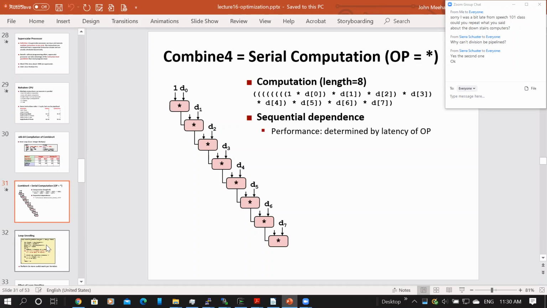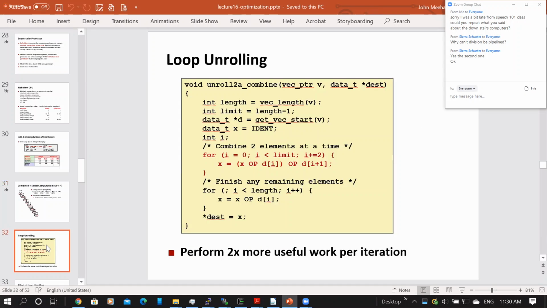Well, we can change the code to get rid of that data dependency in a lot of different ways. One way we can get rid of it is by unrolling the loop. And so this is sort of getting into what your homework problems are about, loop unrolling.